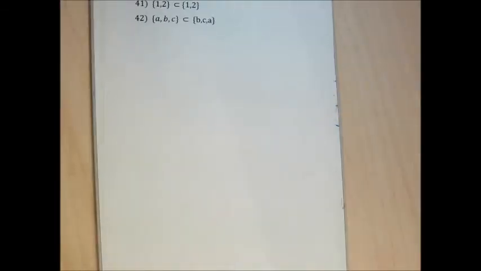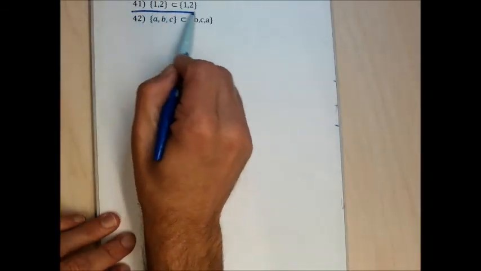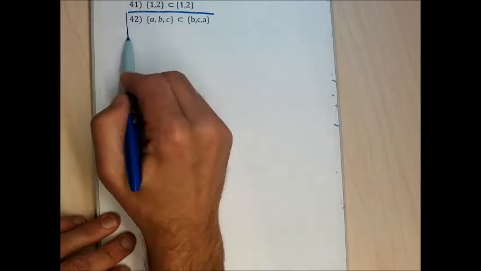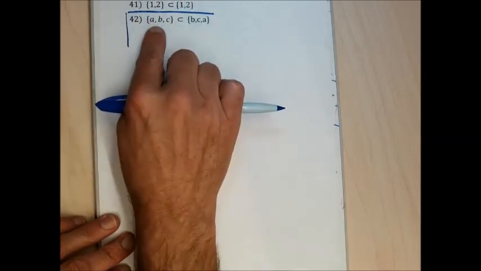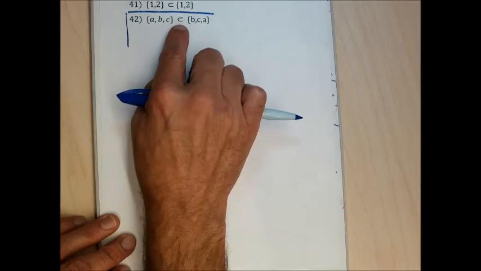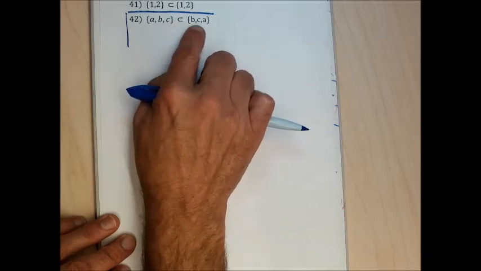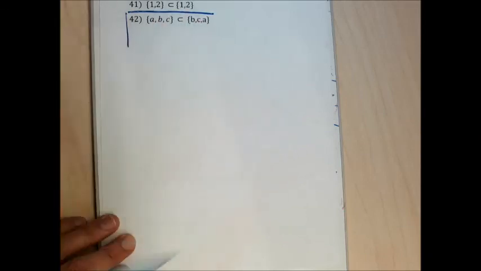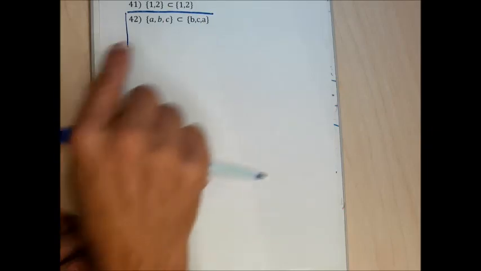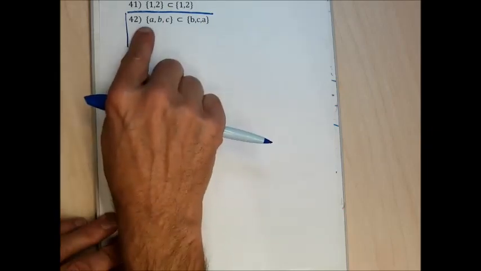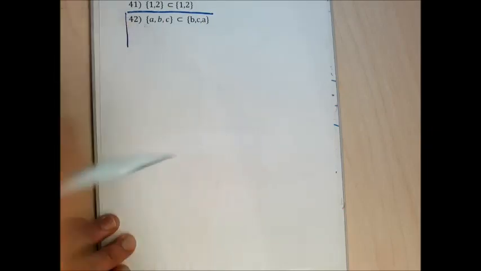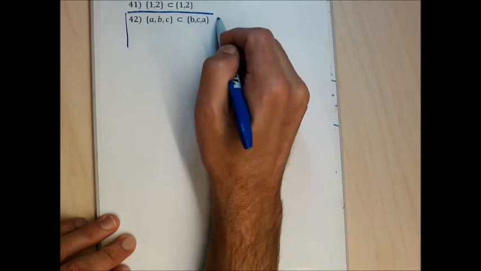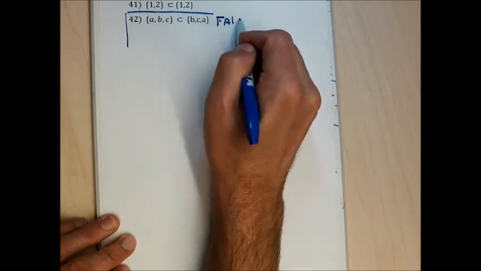41 and 42, let me do 42. It's going to be the same as 41. So, is the set containing the letters A, B, and C a proper subset of the set containing B, C, and A? To be a proper subset, we have 3 rules. It has to be a set. Every element in the left set has to be contained in the right set. And the third rule, the sets can't be equal. I'm going to say this is a false statement.